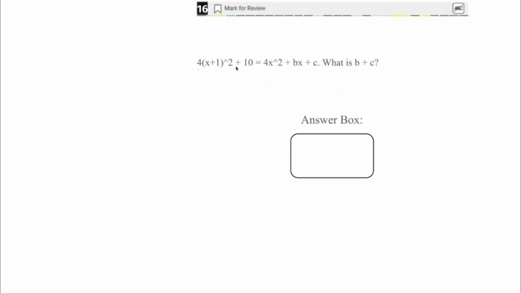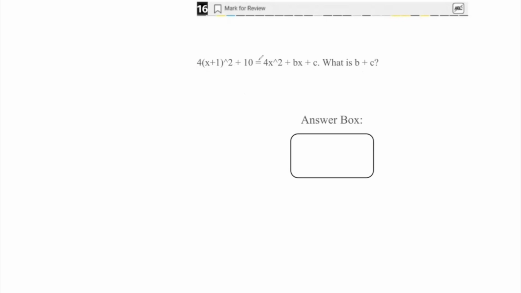Here we have vertex form, and then here we have standard form, and we have to convert between them and figure out what's going on. So this is kind of fun. Notice that our A value is the same in both, which is good, it should be. But we can't assume that C is going to be 10. It probably isn't. So what can we do with something like this?